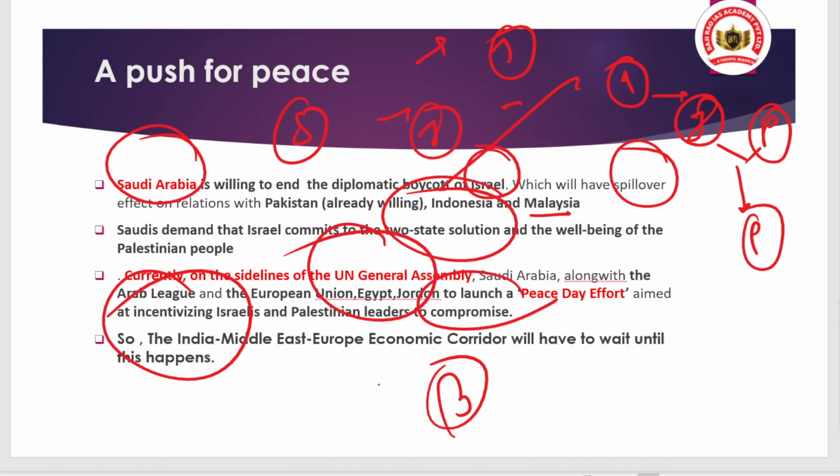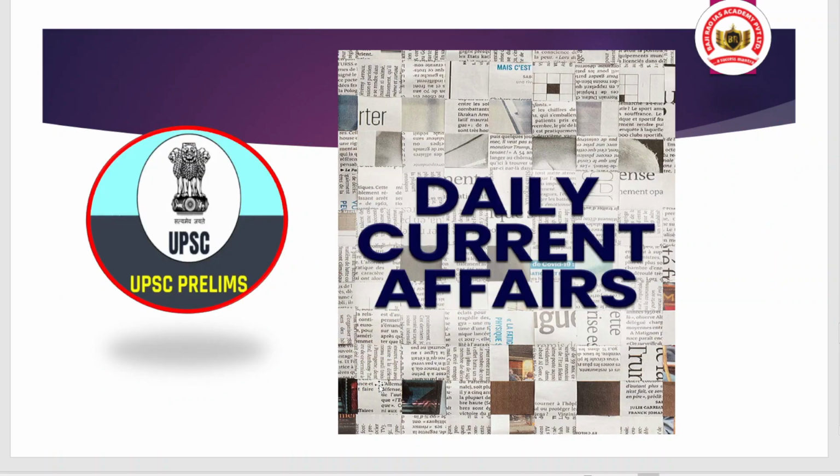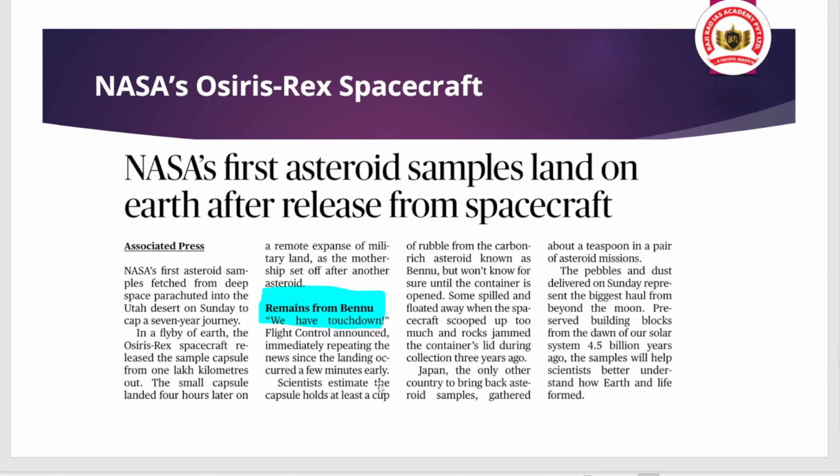Okay. So we have discussed the two articles. Now we are shifting to the daily current affairs. The first article is about NASA's Osiris-Rex spacecraft, and even this question was asked in UPSC. And what was the question?